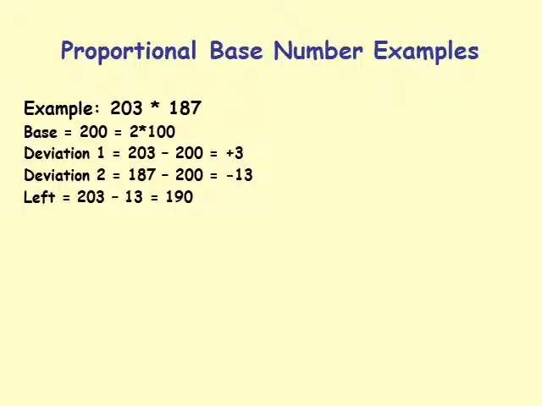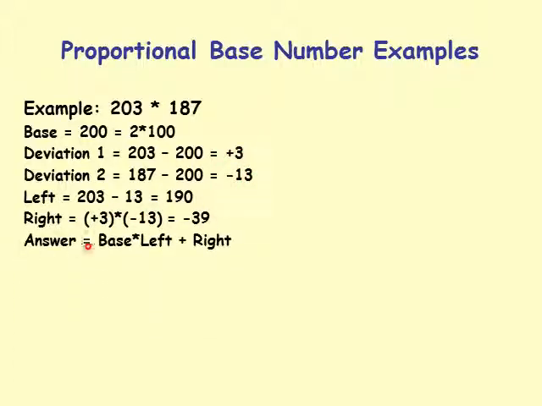We're going to cross apply the first number with the second deviation, and the operation is negative. 203 minus 13 is 190. On the right, 3 times minus 13 is minus 39. The answer is base times left plus right. So 190 times 200 minus 39. It is 38000 minus 39, which is equal to 37961.